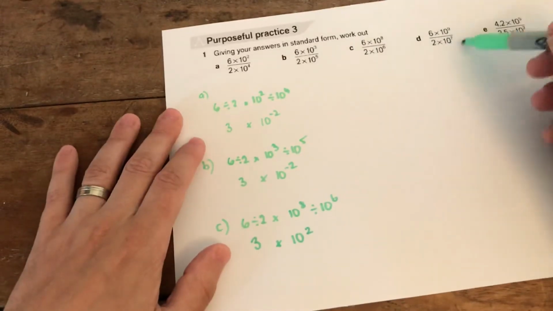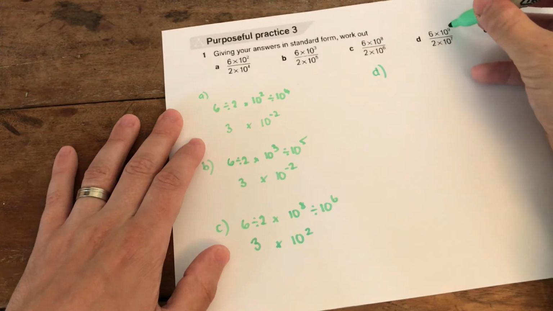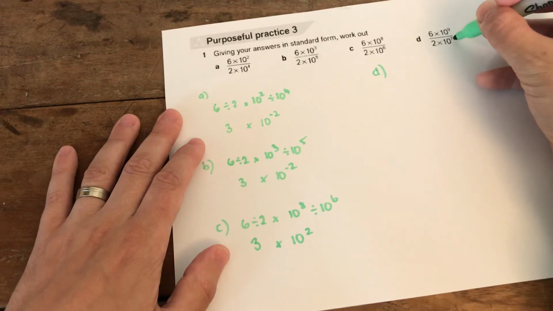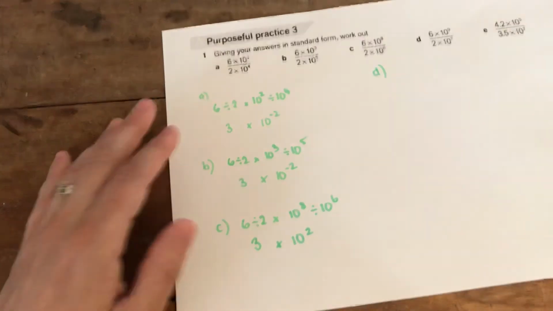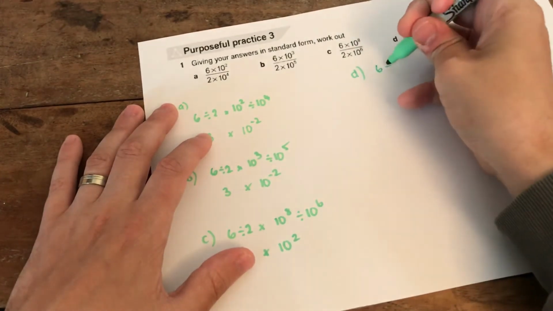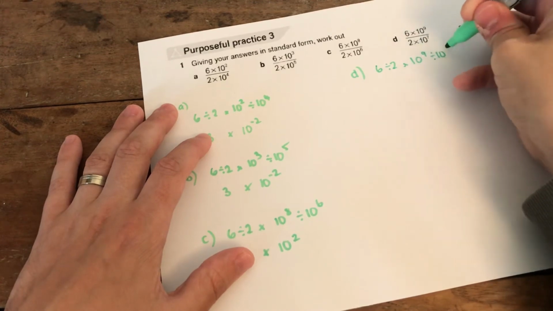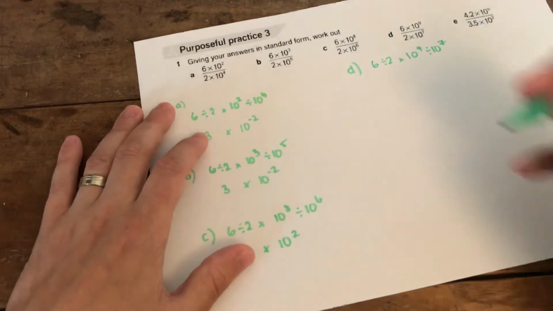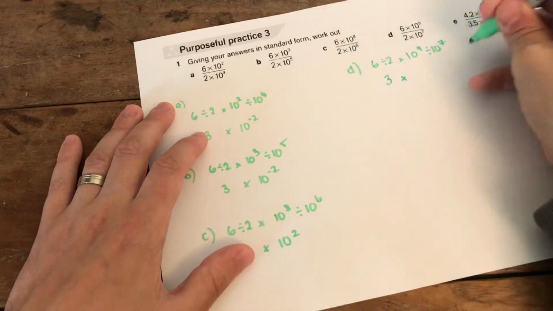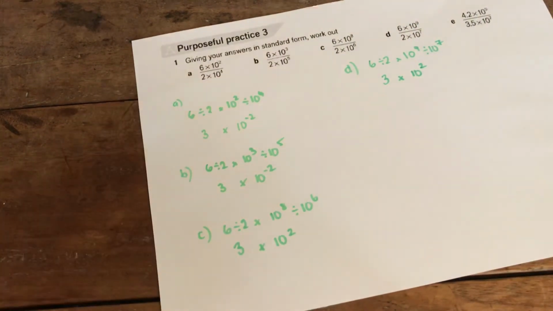Now again, I'm going to expect to get the same answer for D because the top line, the numerator, is bigger than the denominator. So I'm expecting to get a positive 2. So again, we do 6 divided by 2 times 10 to the power of 9 divided by 10 to the power of 7. That gives me 3. And then we take our powers away and we get 10 to the power of 2.